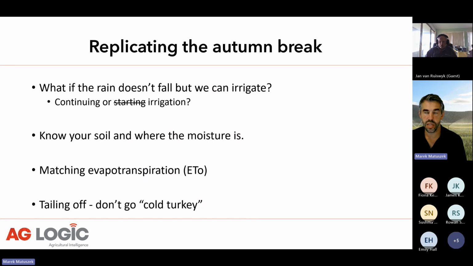If you want to do it effectively, you've got to know your soil, and you have to know where your moisture is. Particularly knowing where your moisture is is important in regards to not established pastures, but anything that you've sown in the last couple of months. Understand what's happening with ETO as we're going into autumn and winter. And when you're doing it, don't just go cold turkey. We can be a bit more strategic about how we go about it.